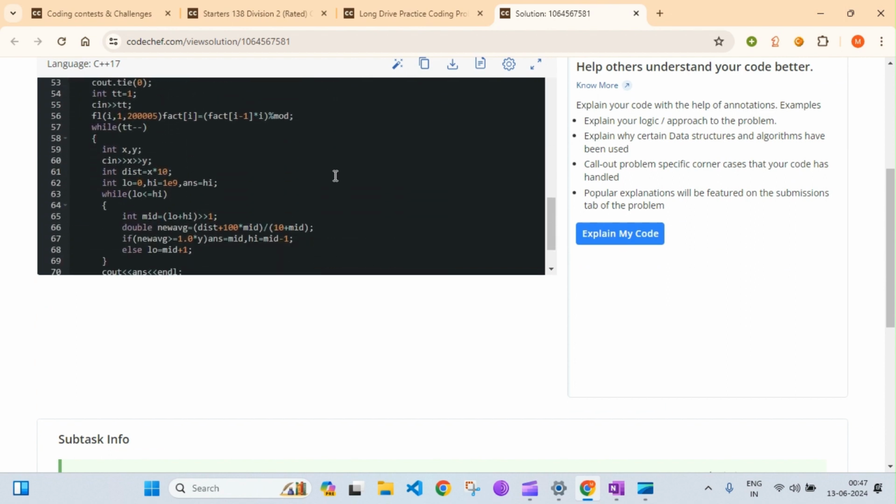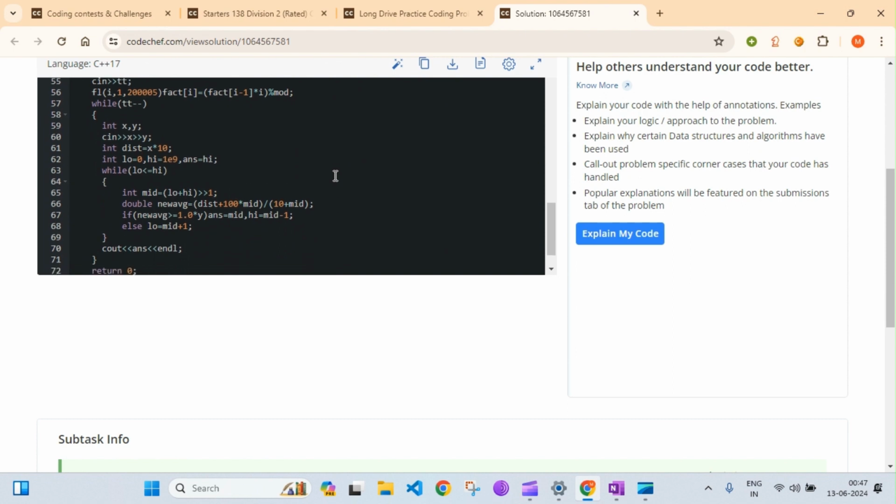Ignore all of the above code. I have saved it as a template. So I used a binary search here with the minimum value as 0 and maximum value as 1e9, that is basically 10 to the power 9. And this is the total distance, and this one is the answer. I have initialized it with the maximum value.